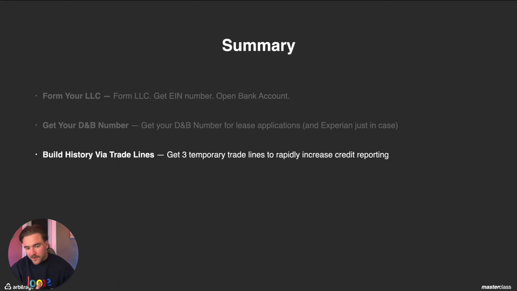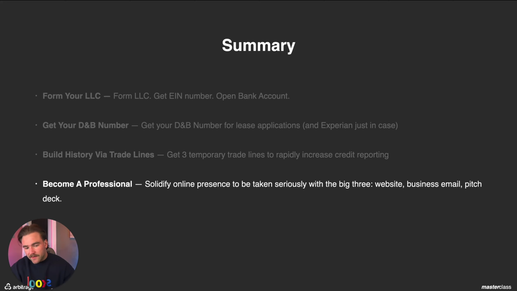To do that, you build history via trade lines. So you get 3 temporary trade lines to rapidly increase credit reporting. We're playing the game. Eventually, you'll have credit through actual business operations as well. So this is just to get you started quickly. And then lastly, while you're doing all this, you become a professional. You solidify your online presence to be taken seriously with the big 3: website, business email, pitch deck. That's all it is, guys.